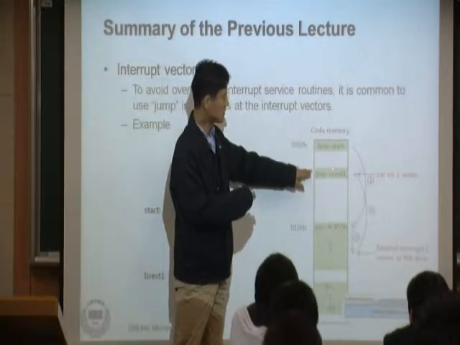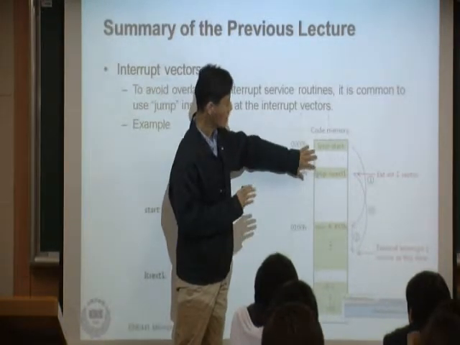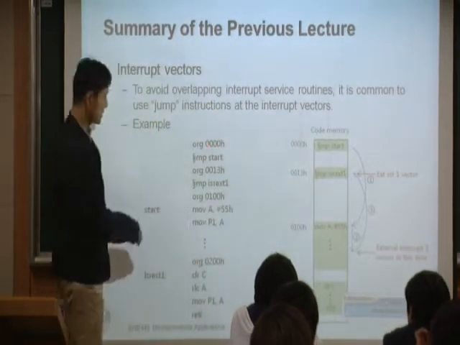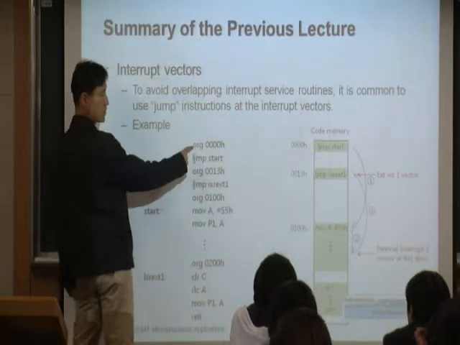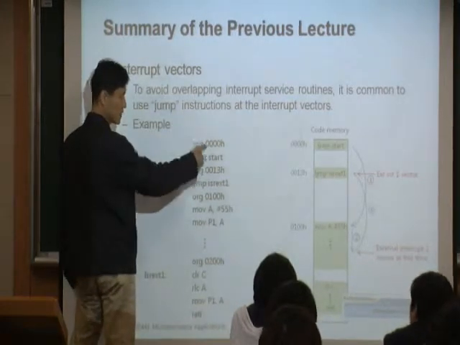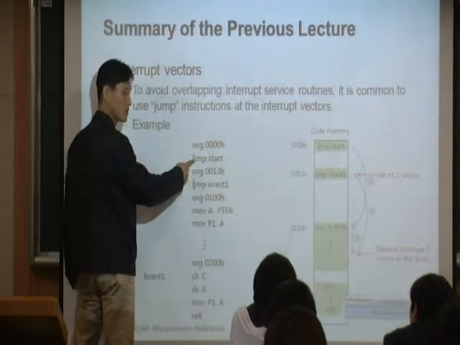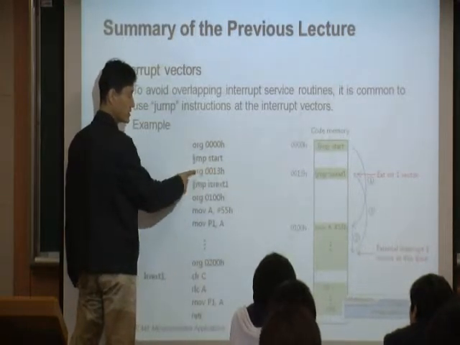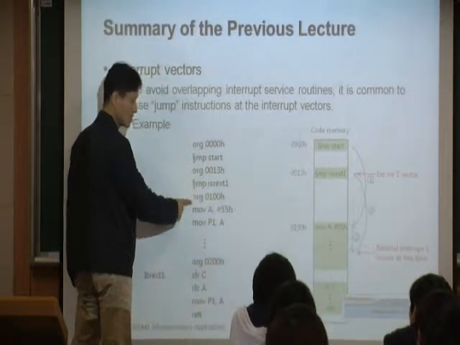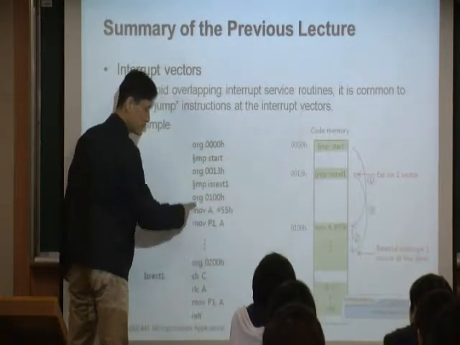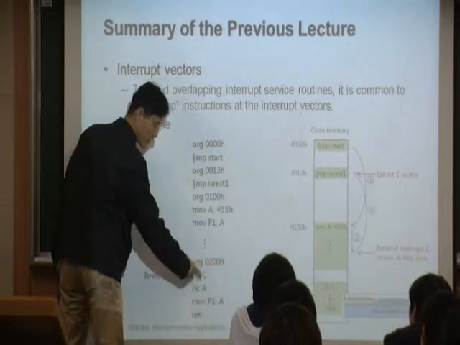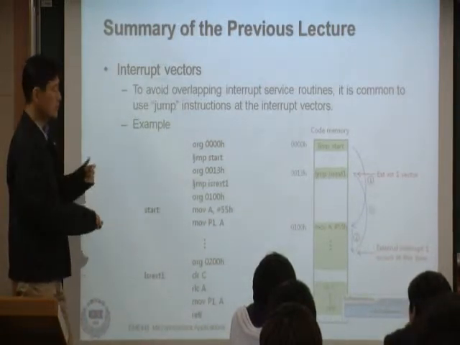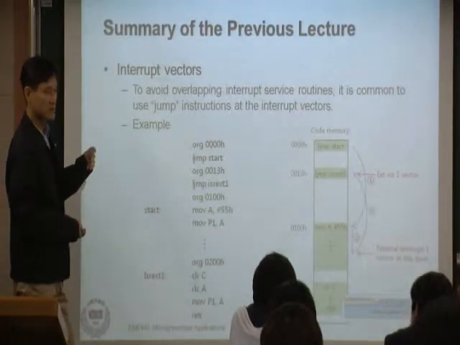So by the way, these are not automatic. You need to write this code here. That's why I write it this way, right? At the original 0000 location, I'm going to write this instruction. At 13H address, I'm going to have this instruction. At 100H, I'm going to have my main program. At 200H, I have my ISR, interrupt service routine. That's why you need to make a program like this.